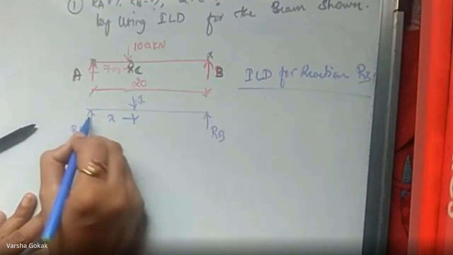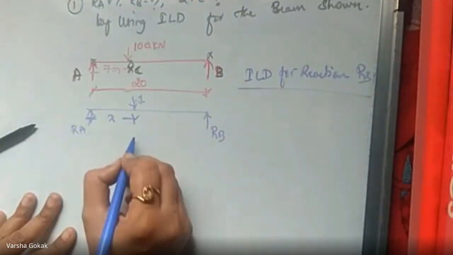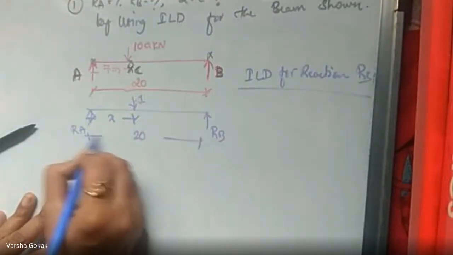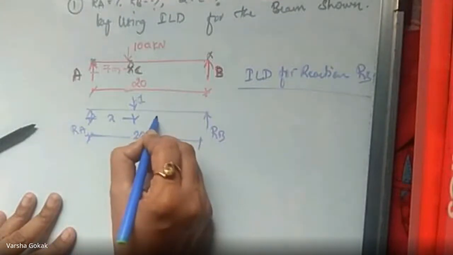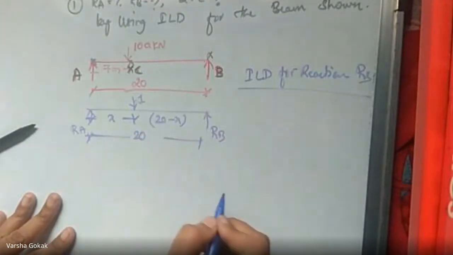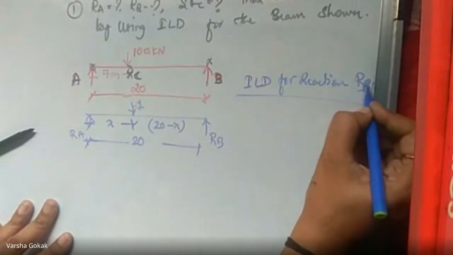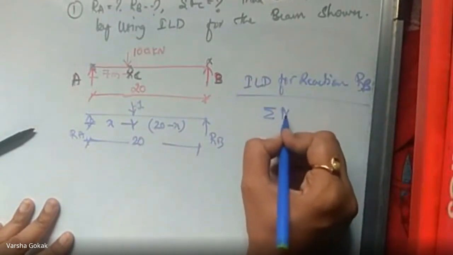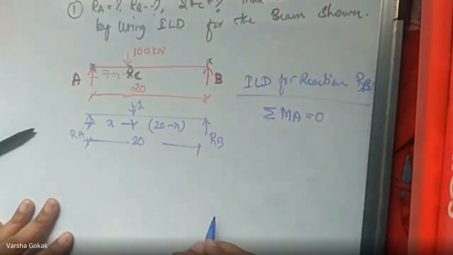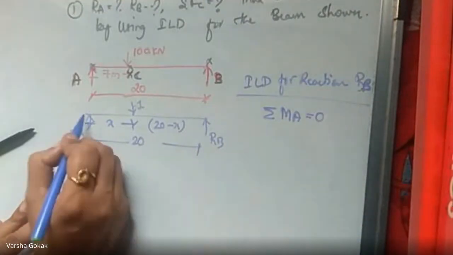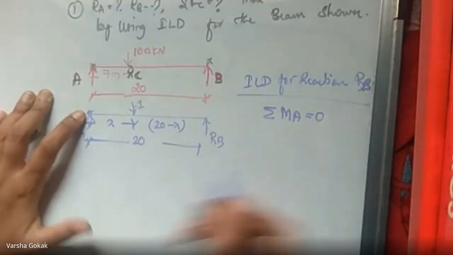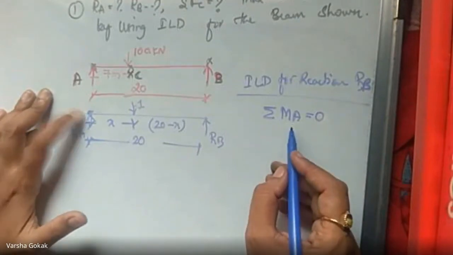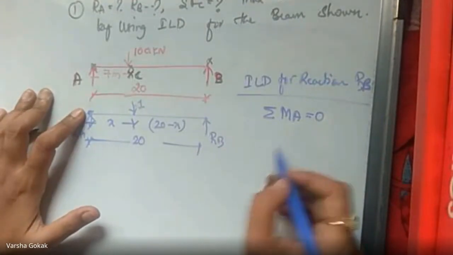This distance is x, right? And this distance is 20, and the remaining would be 20 minus x, right? Now, if I want RB, where do I take moments? Summation M at A equal to 0, right? If I want to find RB, I will take moment at this junction equal to 0. Okay, unmute and tell me how do I take moment at A equal to 0? Equations tell me.